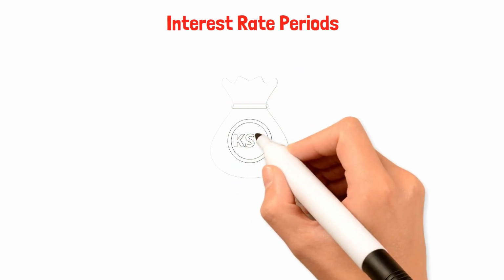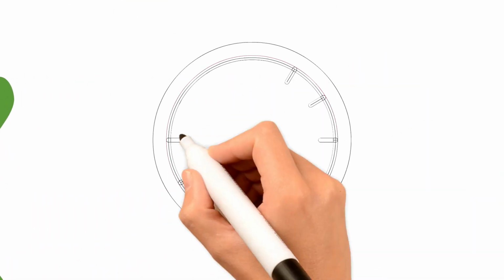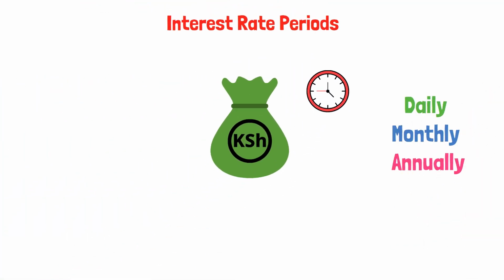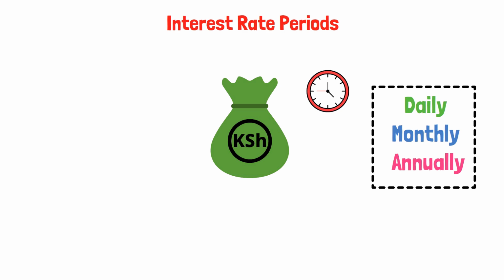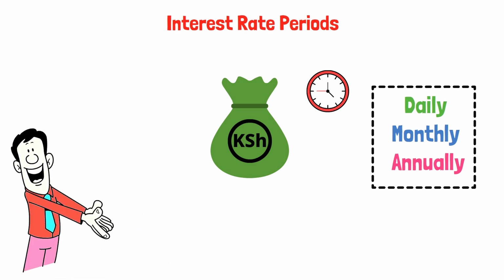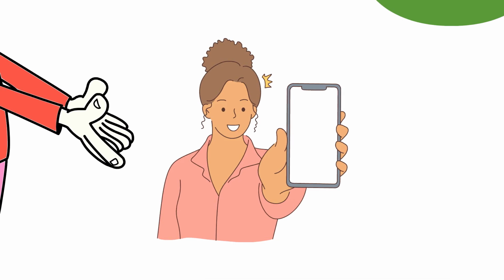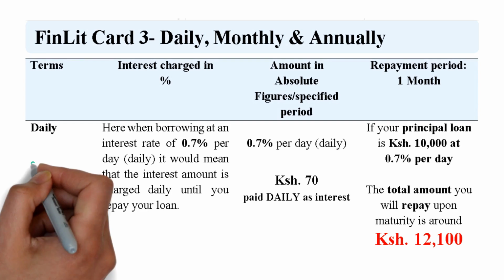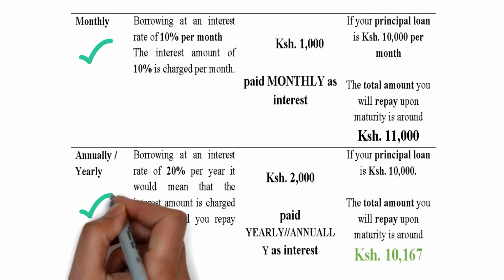Other terms used while borrowing that should be looked into is what time period the interest rate specifies, which can be either daily, monthly, or annually. So, we now seek to understand the difference between daily, monthly, or annually, yearly interest rates. Here in our example, the digital lenders offer you a loan that you need to service once after the specified period of time, upon maturity. But the providers calculate the interest rate that they offer you either daily, monthly, or annually.